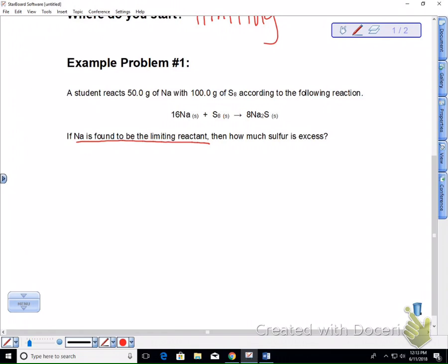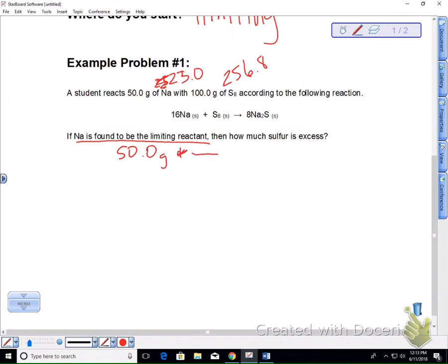Before I start calculating the excess, let's figure out how many moles of each that we have. Sodium has a molar mass of 23. That doesn't look like a 23, so let's try it again. And S8 has a molar mass of 256.8. So take my word for it and allow me to do the mole conversions for you.